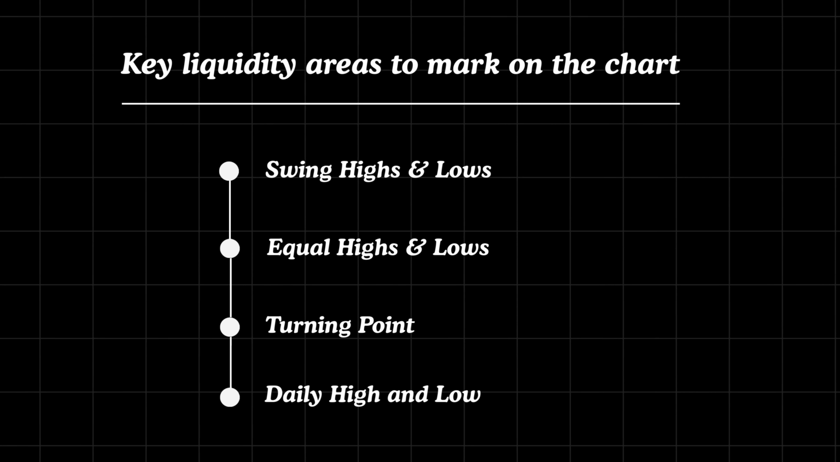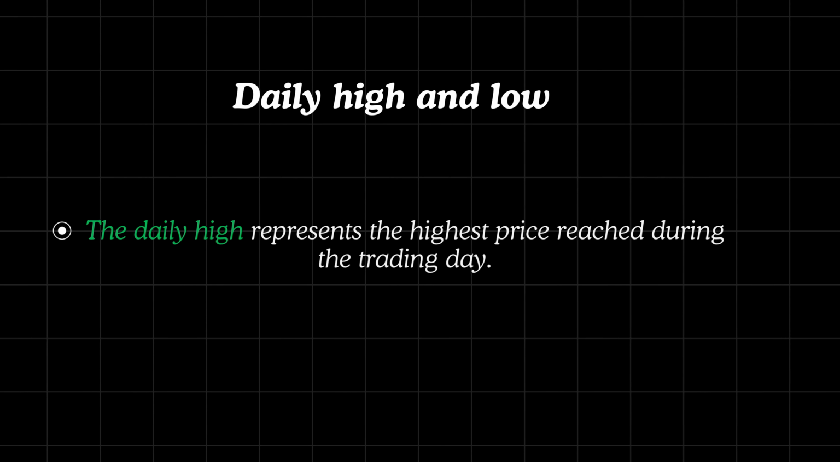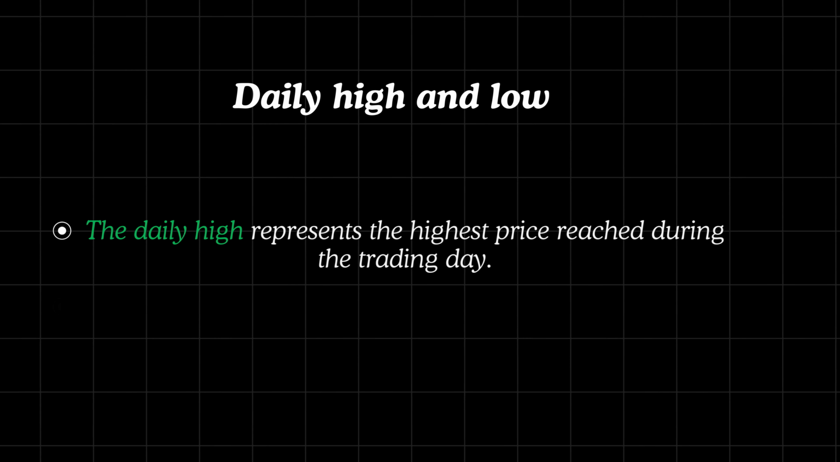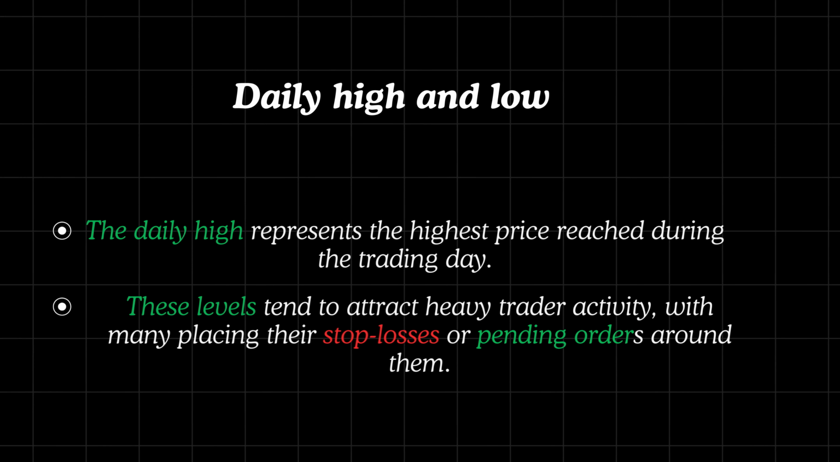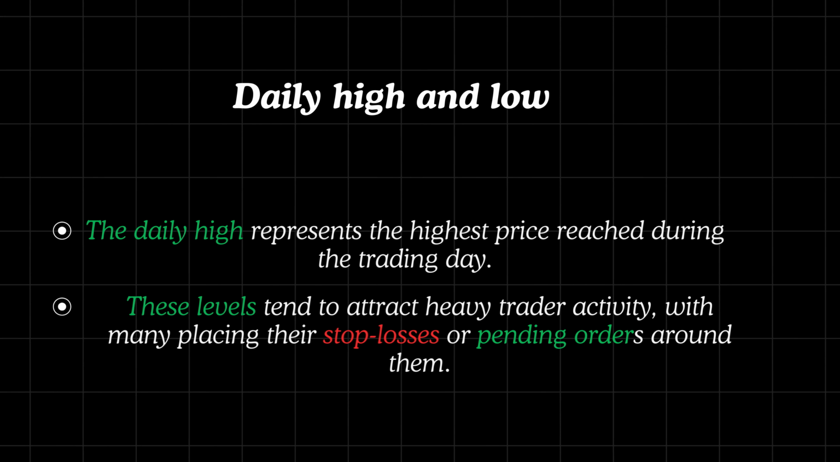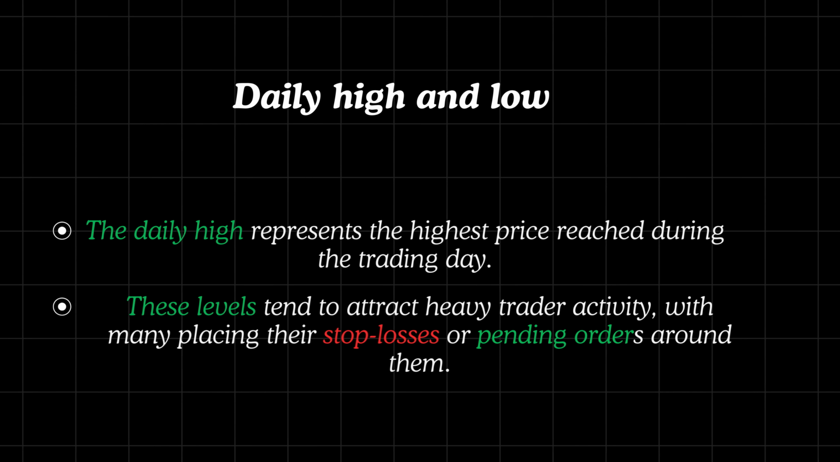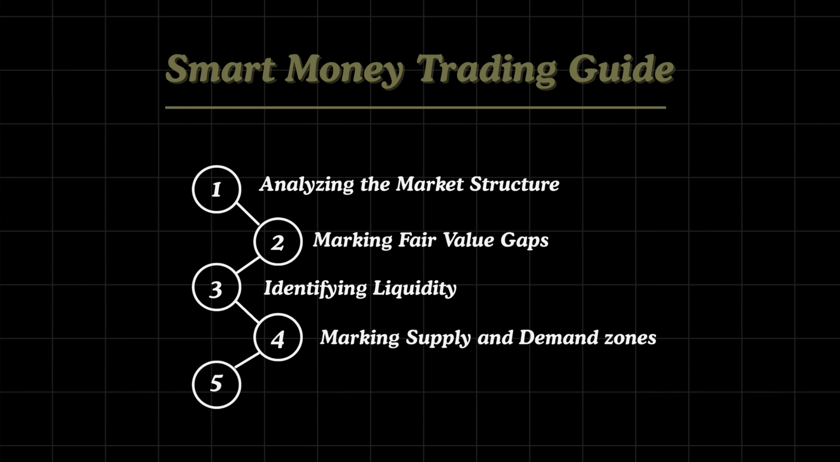Daily highs and lows are also critical liquidity levels. The daily high represents the highest price reached during the trading day, while the daily low is the lowest. These levels tend to attract heavy trader activity, with many placing their stop losses or pending orders around them, making them rich in liquidity. Now that we've covered the main liquidity zones to mark on the chart, let's move on to the next concept: marking supply and demand zones.